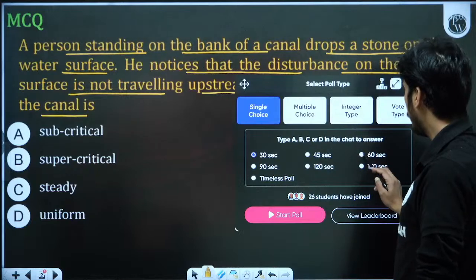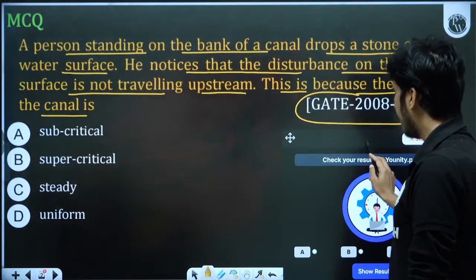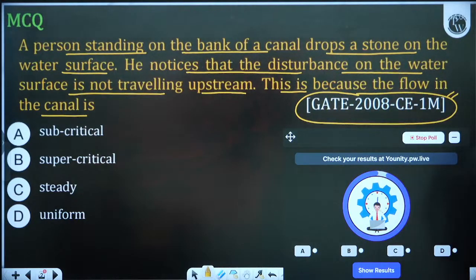So I'm creating the poll. You have 60 seconds or 90 seconds, I will give. Please understand. If you are not able to understand, you can make the diagram. After making the diagram, you can give me the answer.